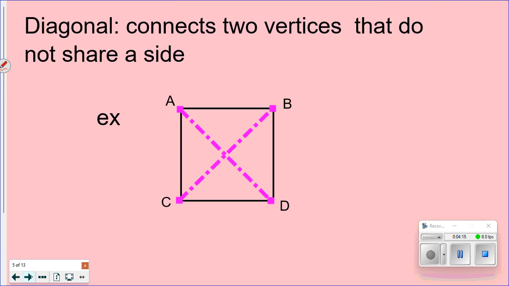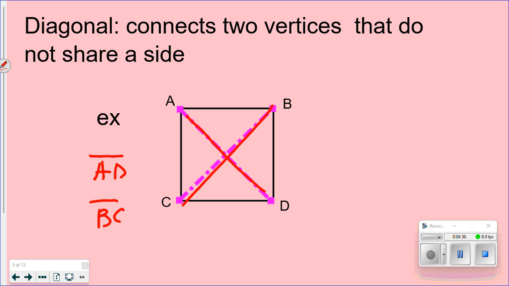Another vocabulary word I have for you is a diagonal. Diagonals connect 2 vertices that do not share a side. So basically it goes from one point to another vertex that's not on the same side. Like up here I have a diagonal AD, and I have a diagonal BC. So here's AD, here's BC. It just goes to the opposite corner.